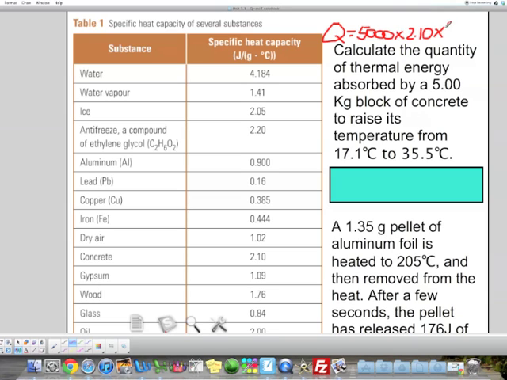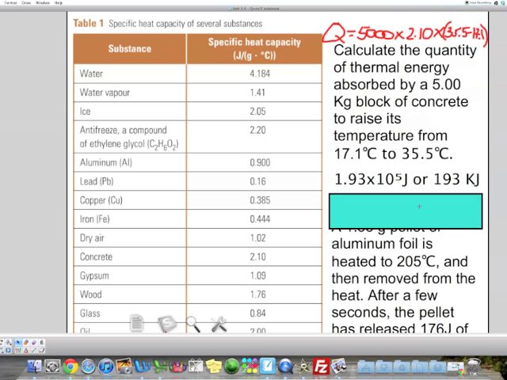So my final is 35.5 minus 17.1. Sorry about the handwriting. I'm trying to take as little space as possible because I'm running out of it. There you go. So final minus initial. So if I solve for this, I should get 1.93 times 10 to the 5 joules.